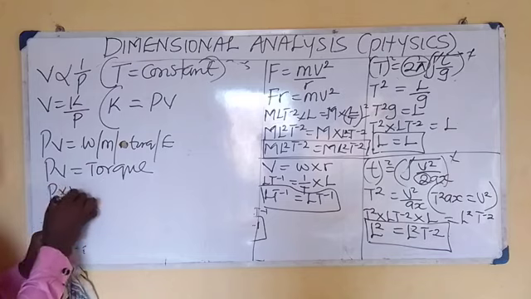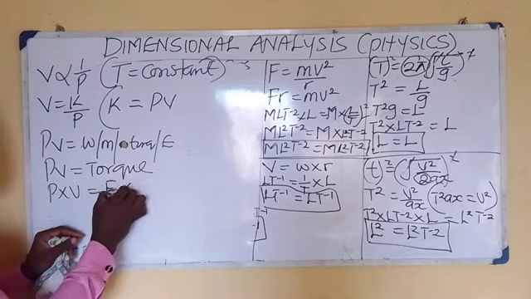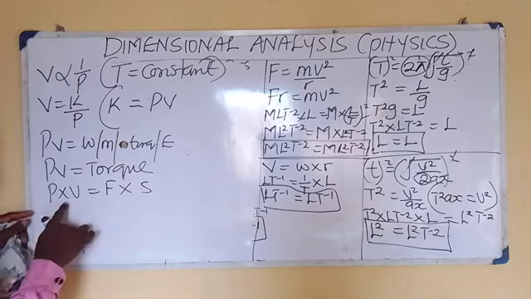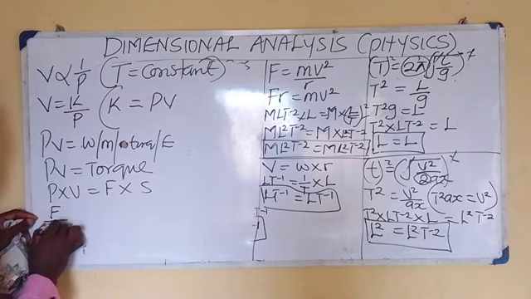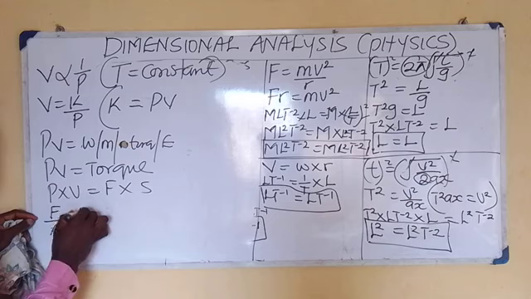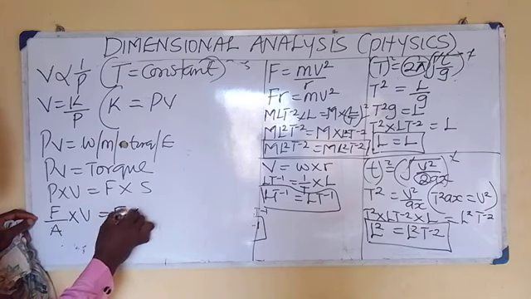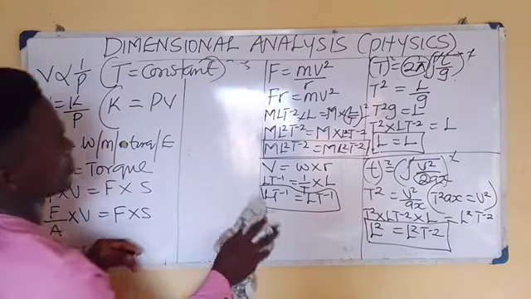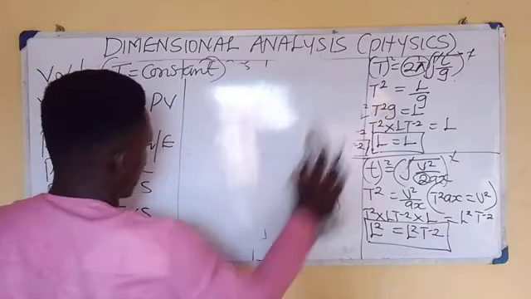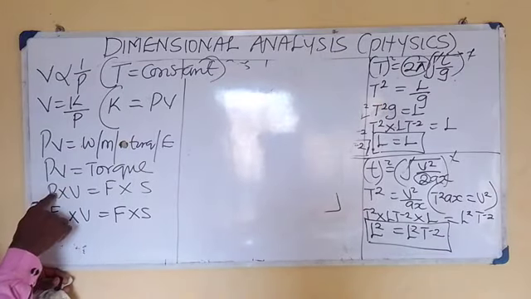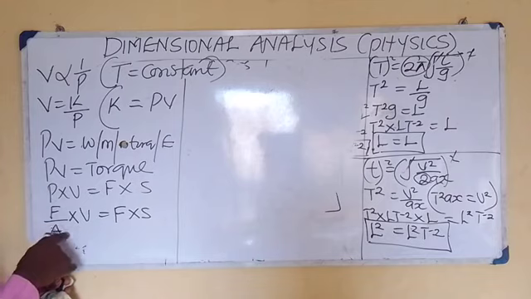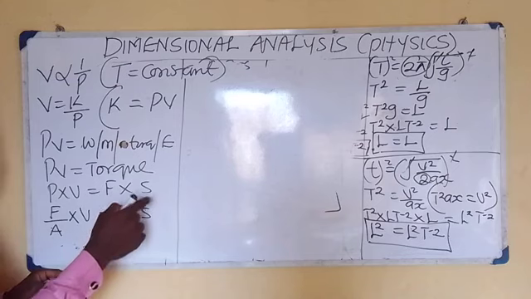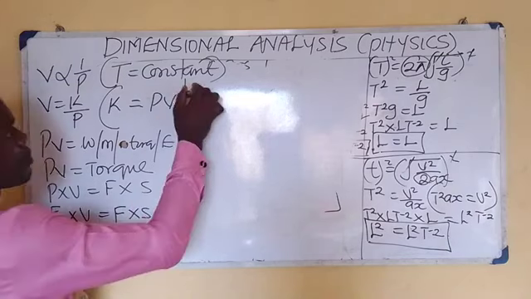This is P times V equals torque, which is force times what? Distance. Force times distance. Pressure is force over area, then times what? V. Then F times what? S. Okay. Pressure is force over area times V equals F times what? S. Let's continue from here.